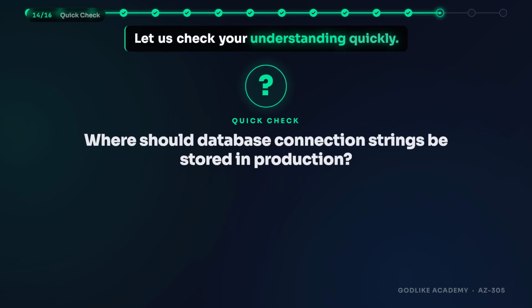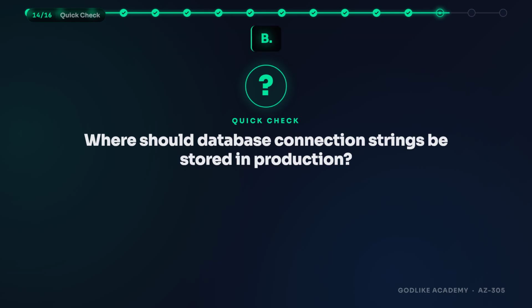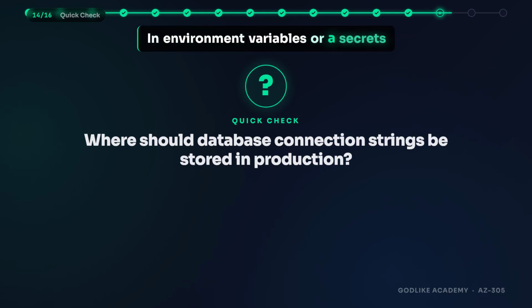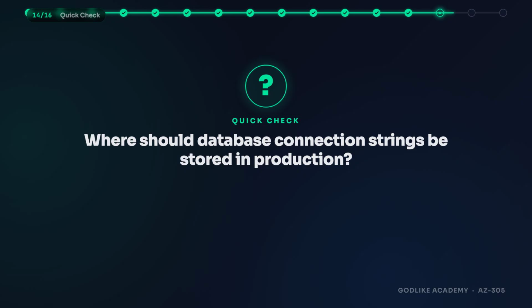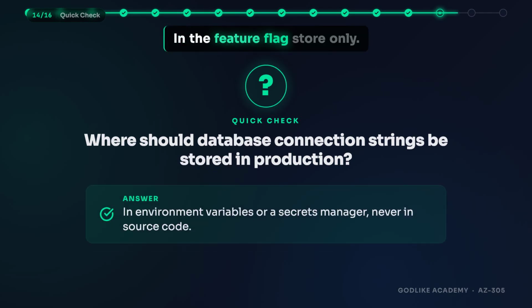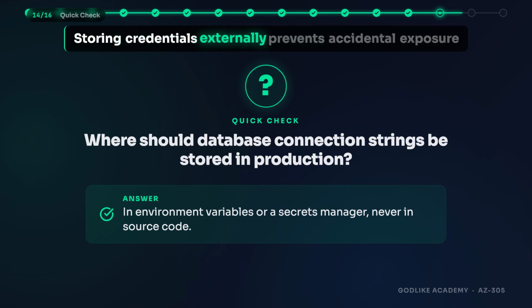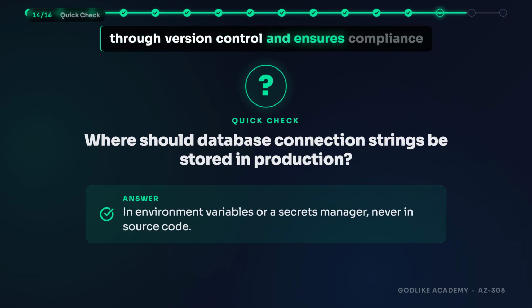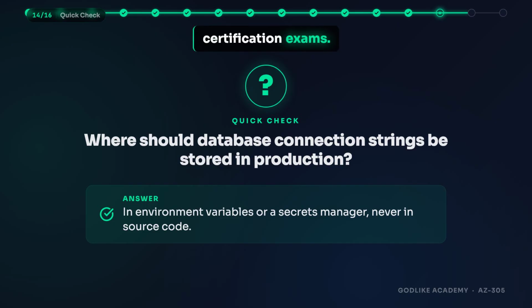Let us check your understanding quickly. Where should database connection strings be stored in a production application? A. Hard-coded in the source code repository. B. In environment variables or a secrets manager. C. In a local configuration file committed to Git. D. In the feature flag store only. The correct answer is B. Storing credentials externally prevents accidental exposure through version control and ensures compliance with Azure Key Vault standards during certification exams.